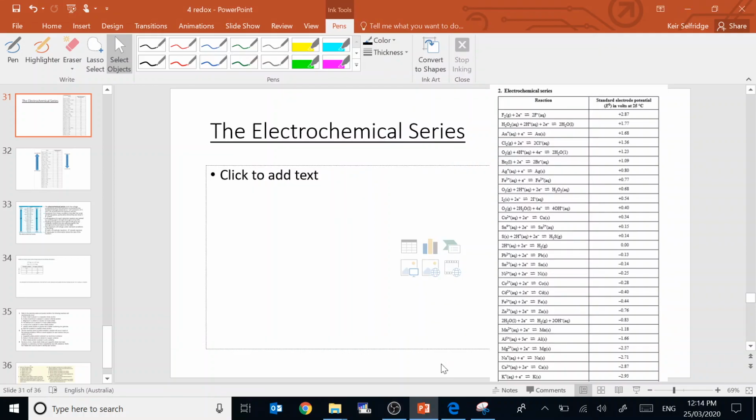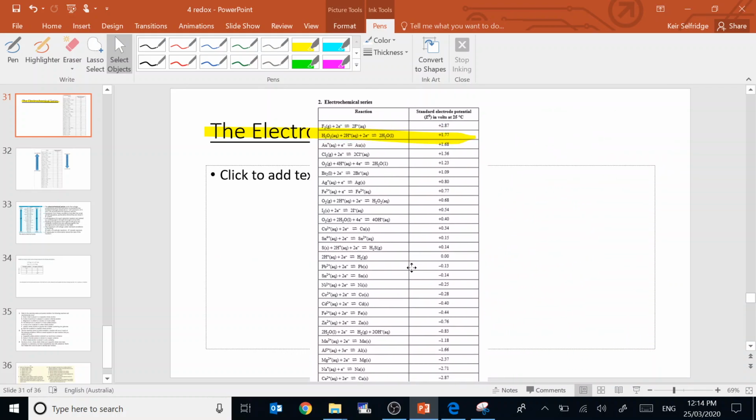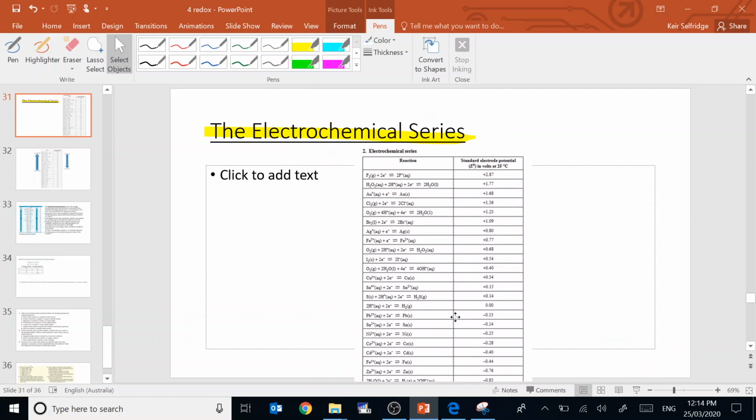Welcome back, everybody. We are now on episode 5, the electrochemical series. The electrochemical series is in your data book. It's on page 4. It's item number 2 on the list. Point is, this is one of your best friends in the exam. So let's have a quick look at what we're looking at.